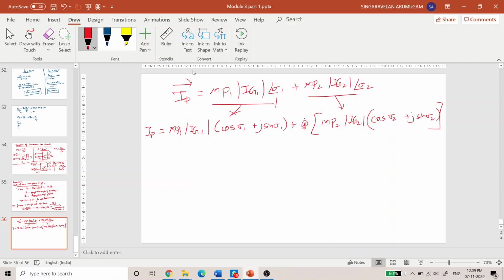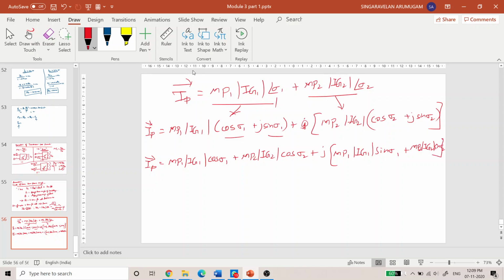If I separate the cos and sine parts separately, then IP will come as MP1 Ig1 cos delta 1 plus MP2 Ig2 cos delta 2 plus, now I will separate all the sine imaginary components, and this is MP1 Ig1 sine delta 1 plus MP2 Ig2 sine delta 2. So I will get this value.